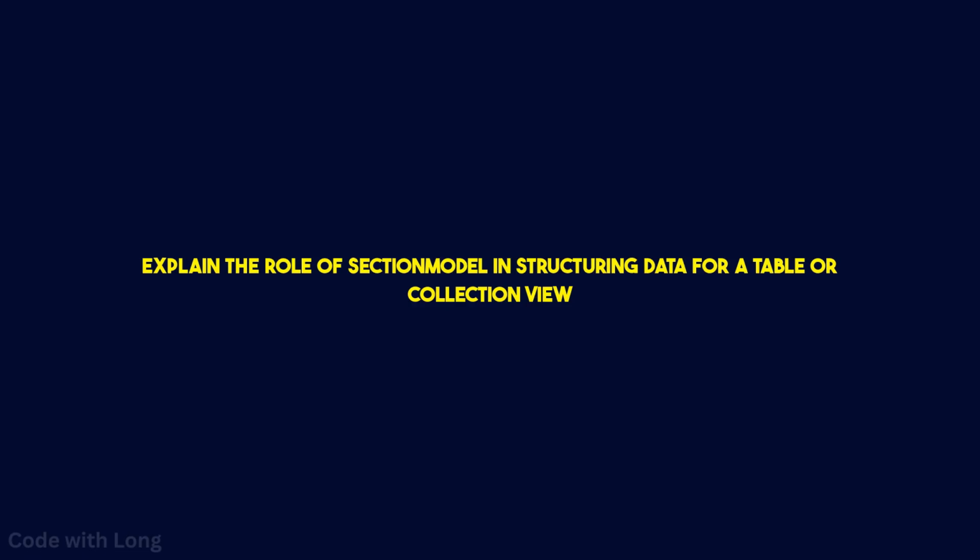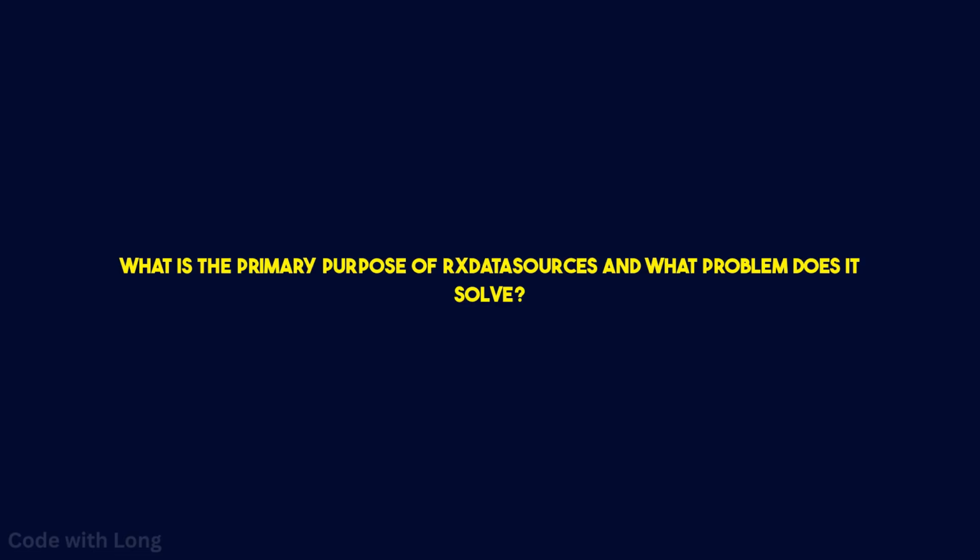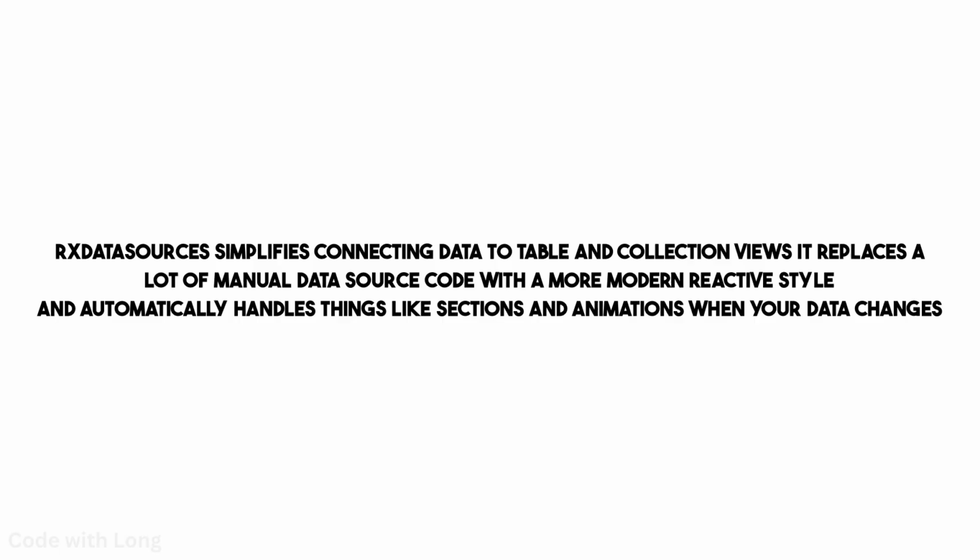Explain the role of section model in structuring data for a table or collection view. Section model is a container that organizes your data. It holds the data for a section header, like a title, and a list of items for the rows in that section.